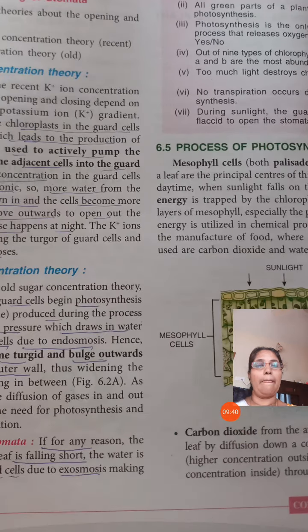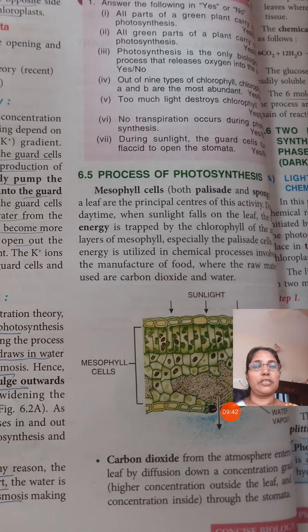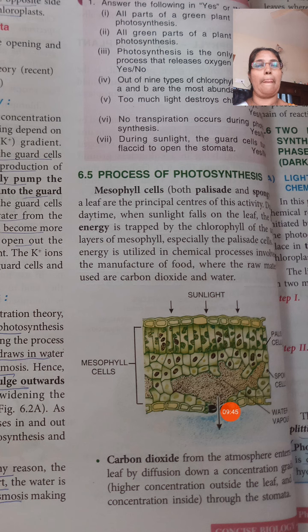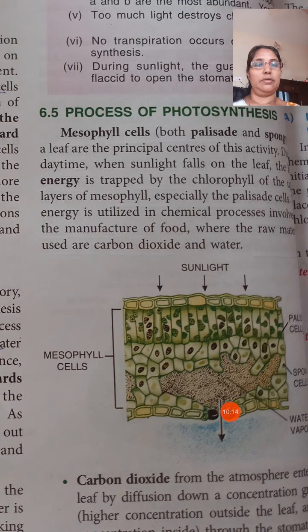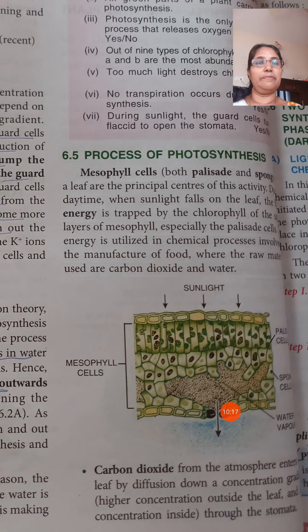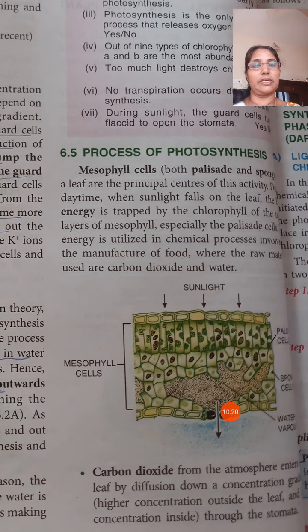Here again, the section of the leaf is given, showing the mesophyll cells. Here the palisade mesophyll cells are shown, with sunlight falling on them. The cells inside the leaf trap the sunlight, the stomatal opening becomes wider, and the production of glucose occurs inside the leaf cell. That is the section of the leaf.